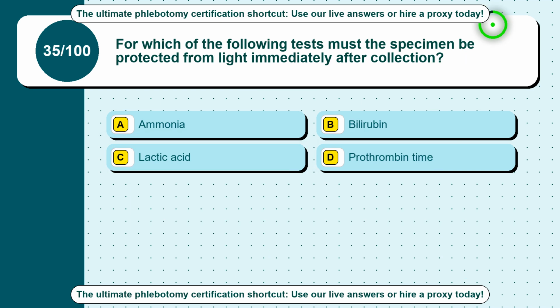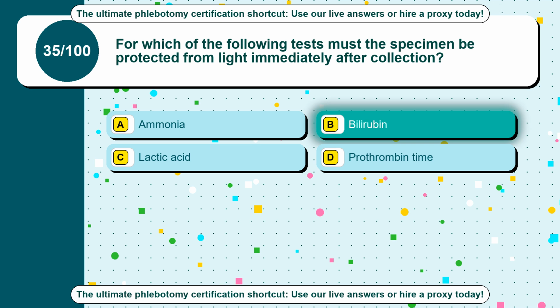Question 35. For which of the following tests must the specimen be protected from light immediately after collection? Option A, ammonia. Option B, bilirubin. Option C, lactic acid. Option D, prothrombin. The correct answer is option B, bilirubin.